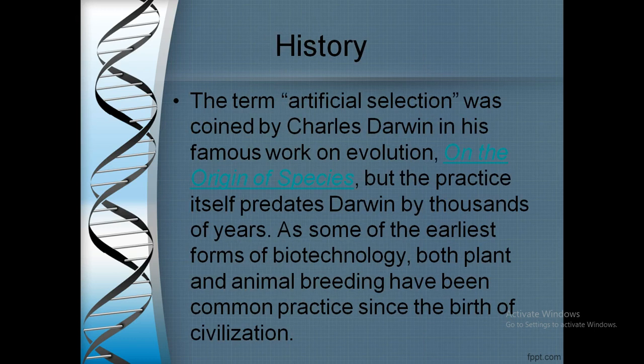History. The term artificial selection was coined by Charles Darwin in his famous work on evolution, On the Origin of Species. But the practice itself predates Darwin by thousands of years. As some of the earliest forms of biotechnology, both plant and animal breeding have been common practice since the birth of civilization.